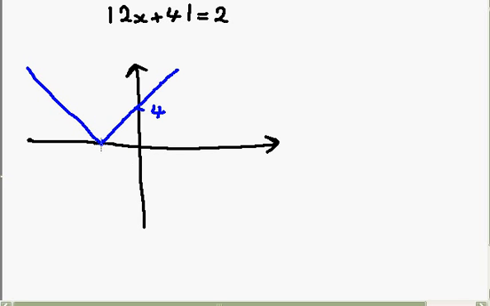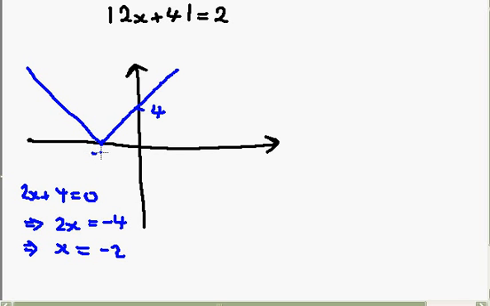Now, this point where it's touching the x-axis is when y is equal to 0. Effectively, when 2x plus 4 is equal to 0. So that is when 2x is equal to minus 4, and that's when x is equal to minus 2. So that point is minus 2.